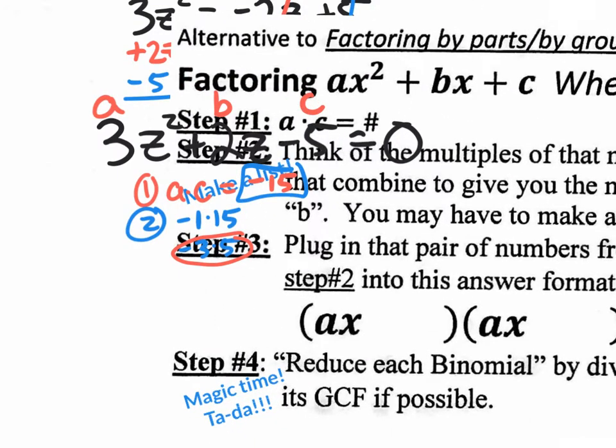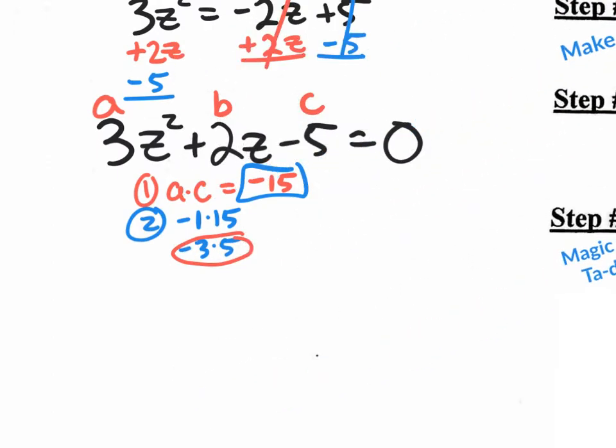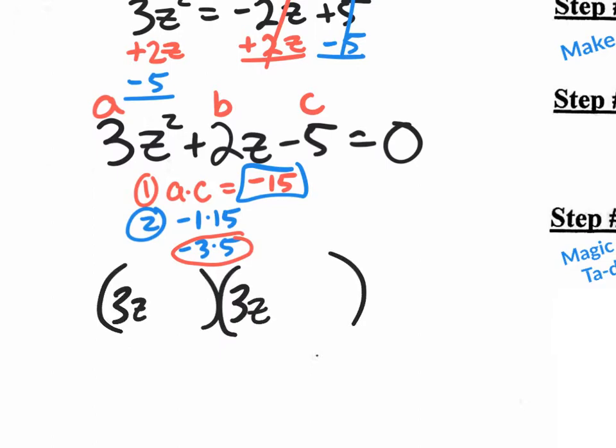Step 3 is where you set up your ax and your ax. So let's take a look at our ax term. Our ax term happens to be 3z. So here we go. 3z right there, 3z right there. And in these blank spots, we put the two numbers from step 2, the -3 and the +5. So we have a -3 and a +5.